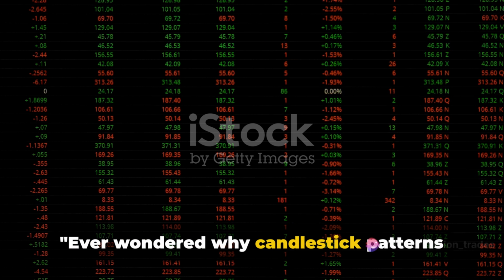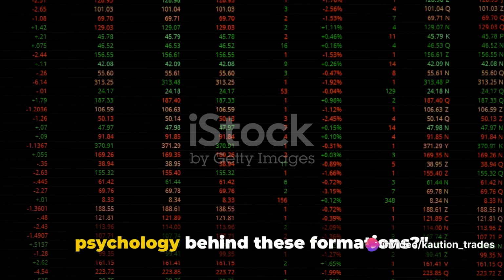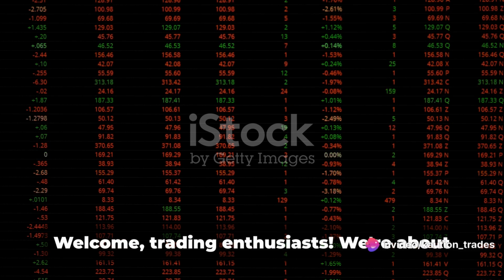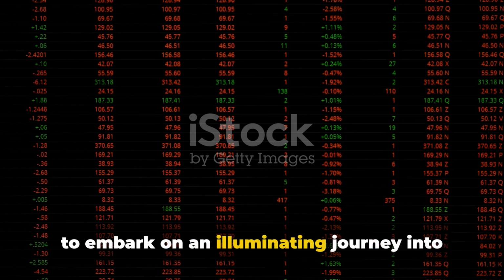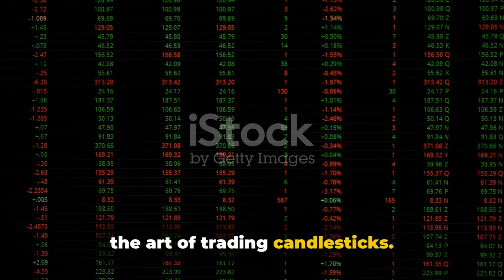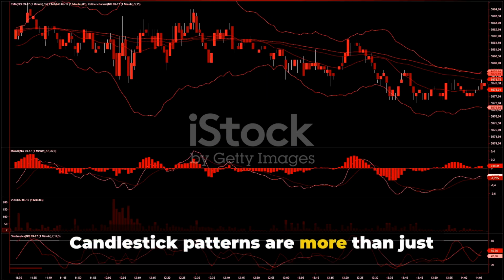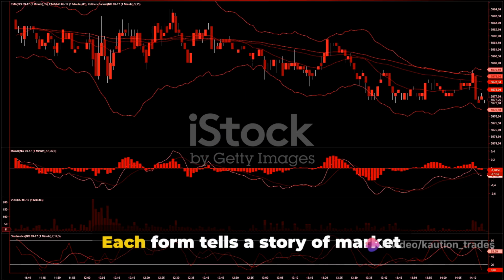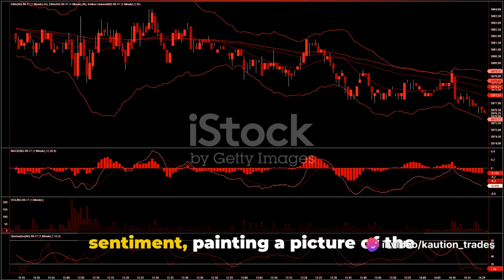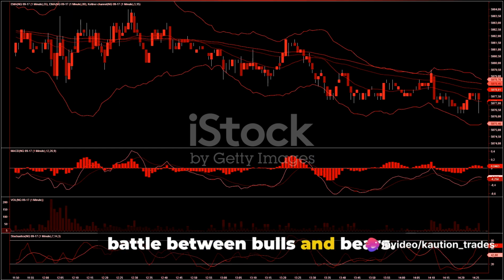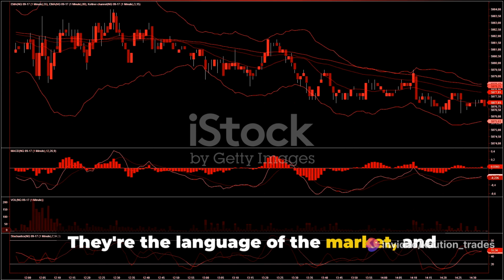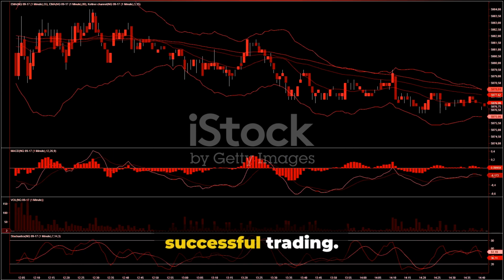Ever wondered why candlestick patterns look the way they do? What's the psychology behind these formations? Welcome, trading enthusiasts. We're about to embark on an illuminating journey into the art of trading candlesticks. Candlestick patterns are more than just pretty shapes on a chart. Each form tells a story of market sentiment, painting a picture of the battle between bulls and bears. They're the language of the market, and understanding them is crucial for successful trading.